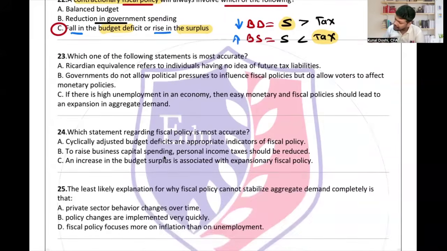Which of the following statements are most accurate? Ricardian equivalence refers to individuals having no idea of future tax liabilities. See, Ricardian equivalence is the opposite. Actually, people know that right now the government is reducing taxes. That means in the future they are going to increase the taxes. So it's not that they have no idea. They rather have the idea. So A is wrong. Governments do not allow political pressures to influence fiscal policies. Absolutely wrong. Government succumbs to political pressure.